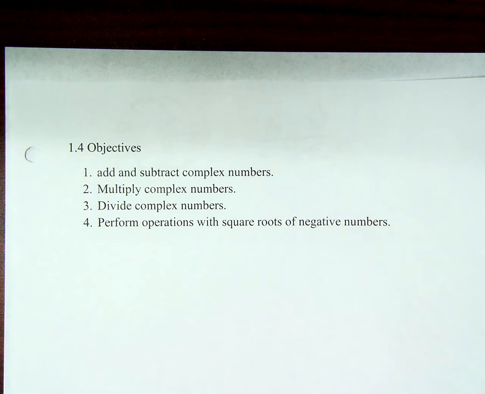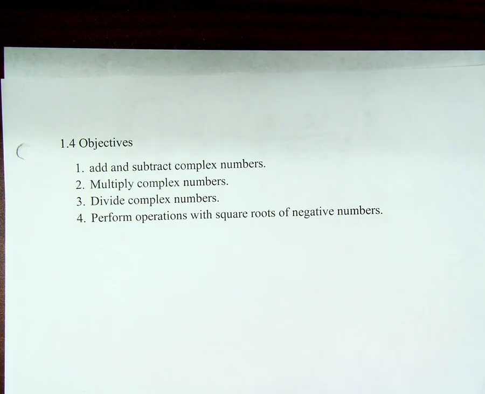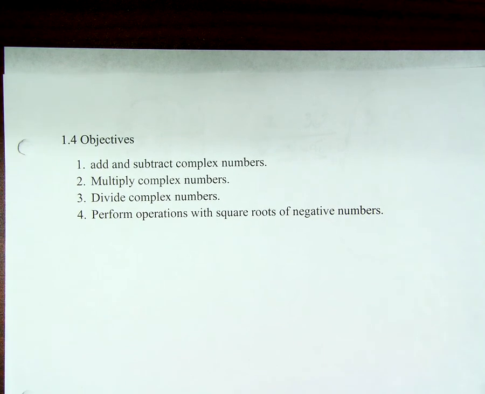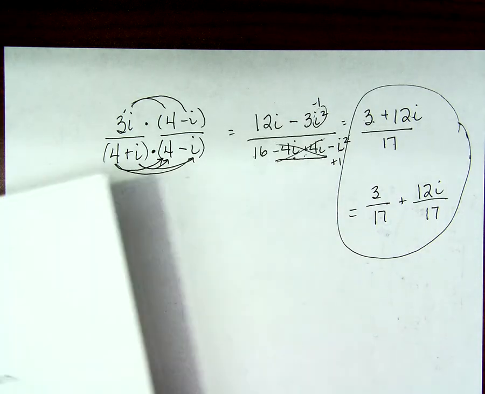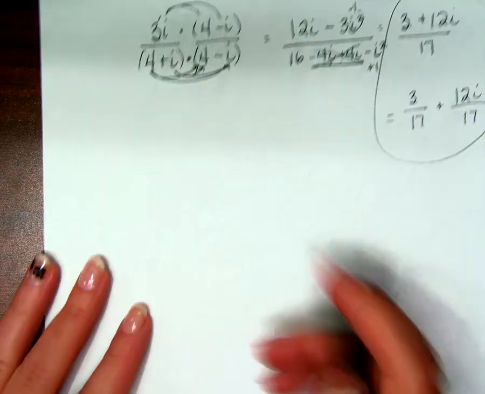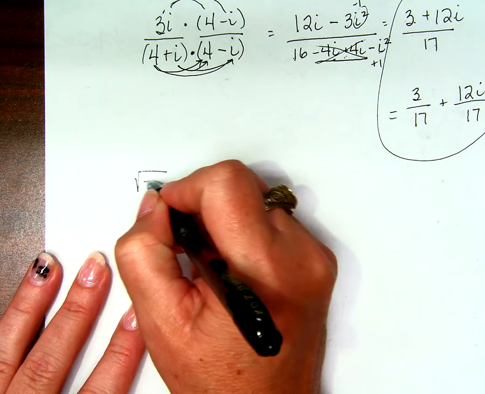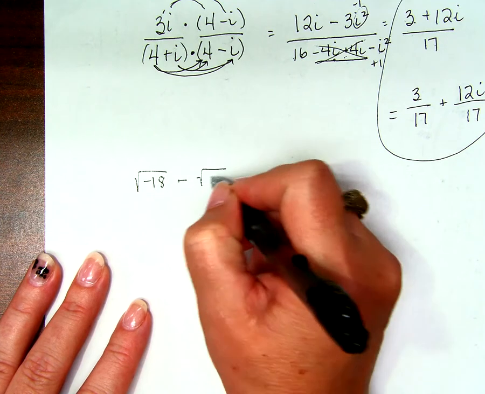So, of our objectives, we've talked about adding and subtracting, yes. We've talked about multiplying and dividing, yes. And then the last one is perform operations with square roots of negative numbers. Well, like what? Well, what about the square root of negative 18 minus the square root of negative 8?